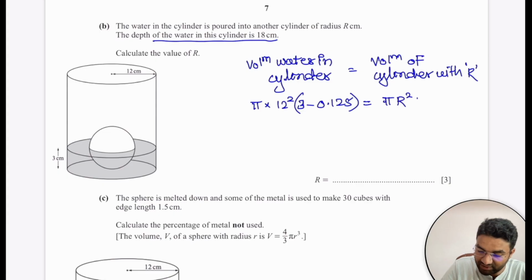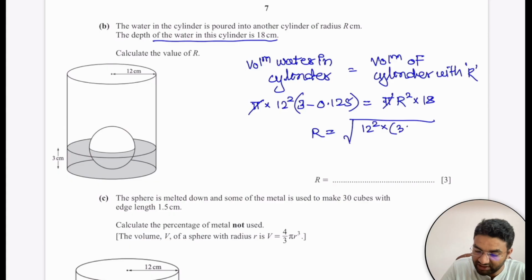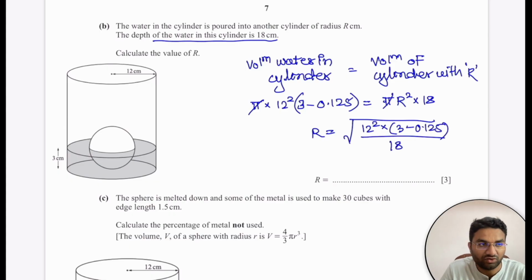So pi r squared times 18, and here pi gets cancelled out. You have to calculate r, so transfer 18 to the left hand side. So r is equal to the square root of 12 squared times (3 minus 0.125) divided by 18. And if you do all this calculation, you will get straight away the answer as 4.8. Fine, round it to one decimal place. So it's basically 4.795, which is equal to 4.8 to one decimal place.